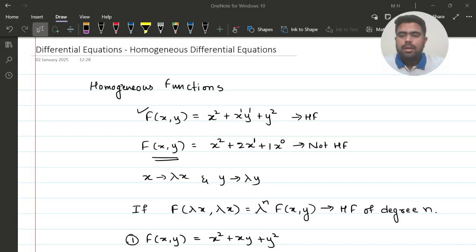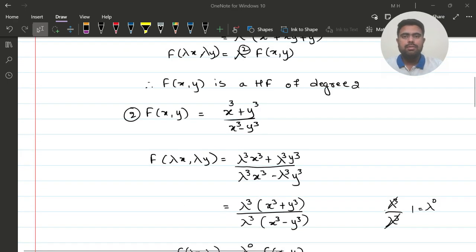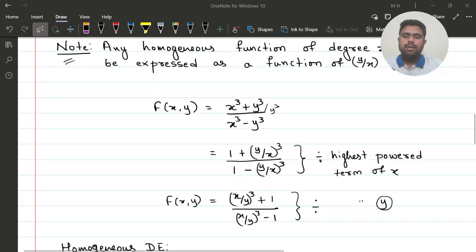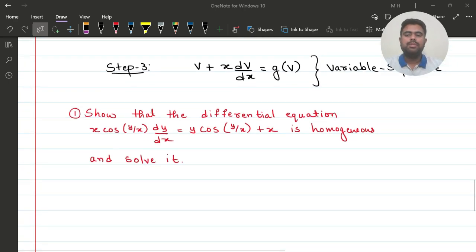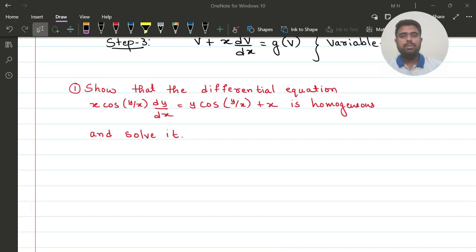Hello everyone. In the previous lecture, we have seen the homogeneous functions and we have also defined the homogeneous differential equations. I think we had also seen how to solve a homogeneous differential equation. In this lecture, we will take up a few examples on solving the homogeneous differential equation, finding the general and particular solutions of a differential equation.